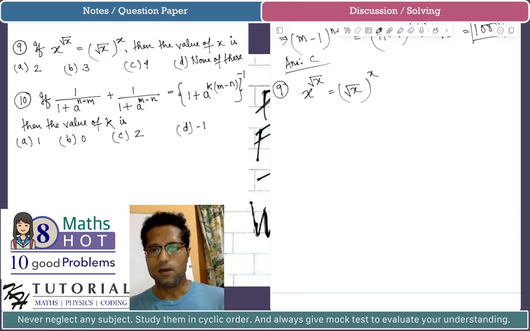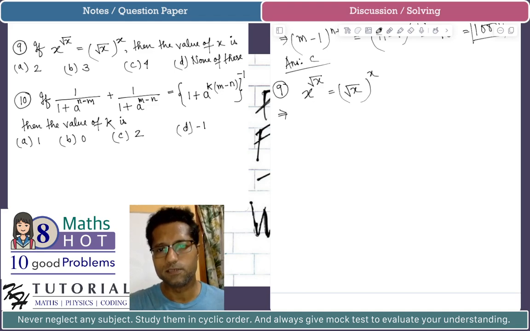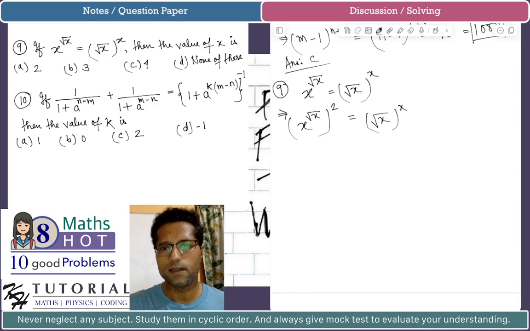So let's try to see if we can make the base the same. On the right hand side, the base is root x, and on the left hand side the base is x. Now if I square, so this implies I can square both sides. The square will be equal to (root x to the power x) and this whole square.